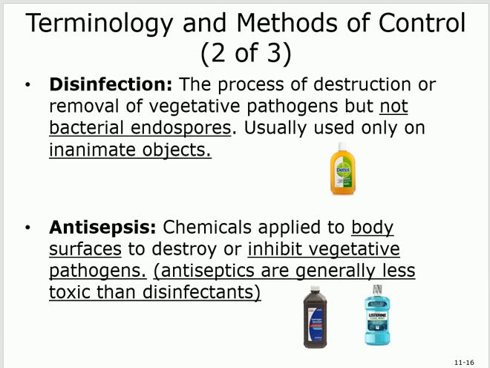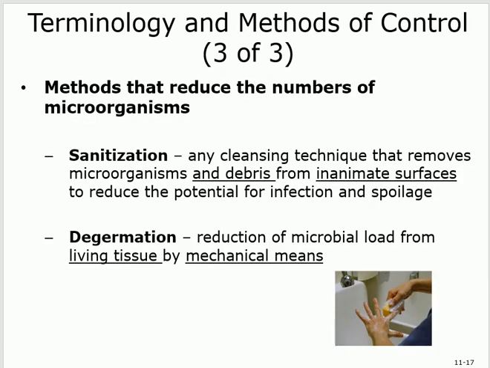Make sense? So generally speaking, which one is more toxic? Antisepsis, because we have to be mild, right? You're using it on your body surface, you have to be mild. You can't use very toxic agents. But if it's inanimate disinfection, you can use anything, right? So it's more toxic. The next terms are sanitization versus degermination.